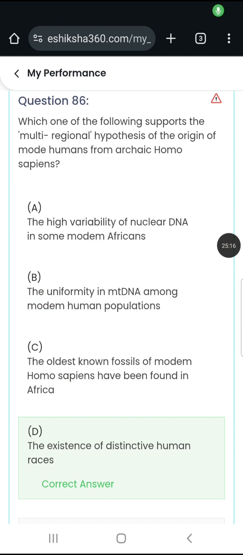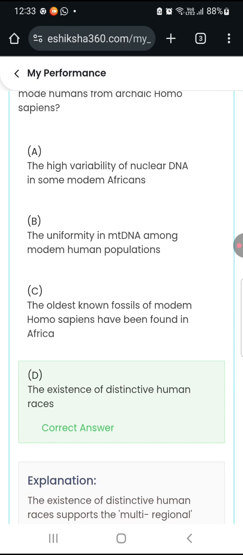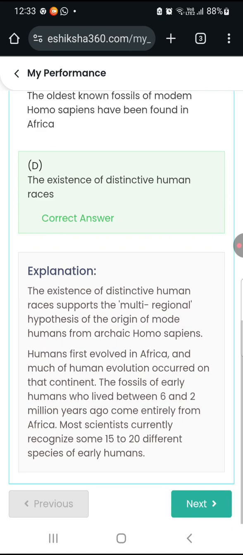Which one of the following supports the multi-regional hypothesis of the origin of modern humans from archaic Homo sapiens? Answer: The existence of distinctive human races. Explanation: The existence of distinctive human races supports the multi-regional hypothesis of the origin of modern humans from archaic Homo sapiens.